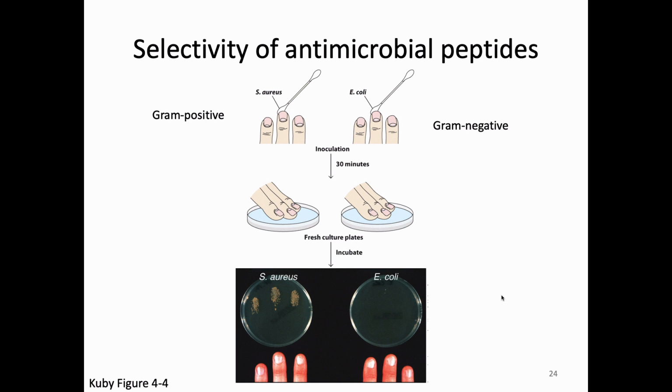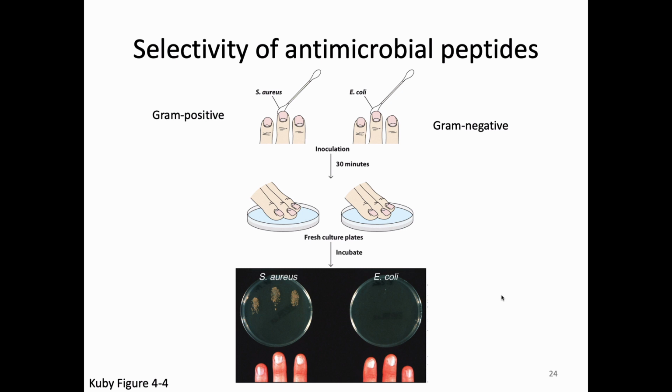And then they put those hands on plates, on culture plates, to see if either the Staph aureus or the E. coli survive. And what you will notice is that the Staph aureus survives really well and grows. You can see little fingerprints. But the E. coli does not. And the moral of this story is that there are antimicrobial peptides on your skin that can actually distinguish between gram-positives and gram-negatives, and that kill the gram-negatives, but not necessarily the gram-positives.